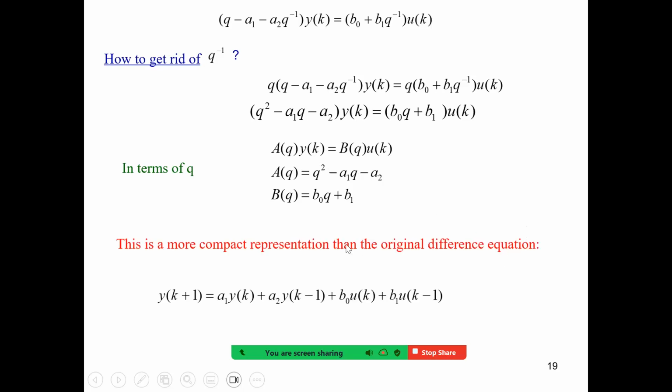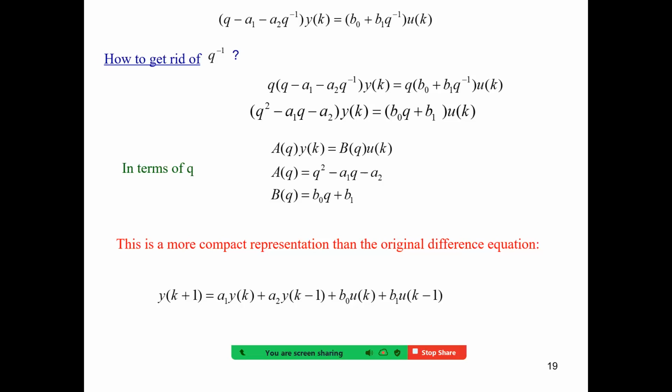Now, if you compare to the original difference equation, I write the equation this way: the output is a linear combination of the previous and current input and output signals. Imagine, here I only count 2 steps. It may involve 10 steps. You will run out of space to write the whole equation. But if you use this way, you just need to write down the polynomials. So that is a more compact way to write down the equation.